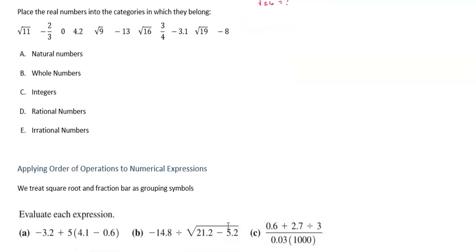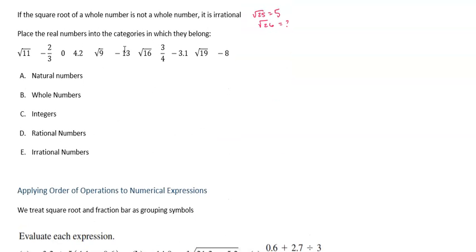All right, the next thing I want to do is talk about all of the categories that all of these numbers fall into. All right, the first number we're looking at is the square root of 11. Well, it doesn't have a perfect square, so that one is irrational. So that one's pretty easy to figure out. So the irrationals with square roots are fairly simple.